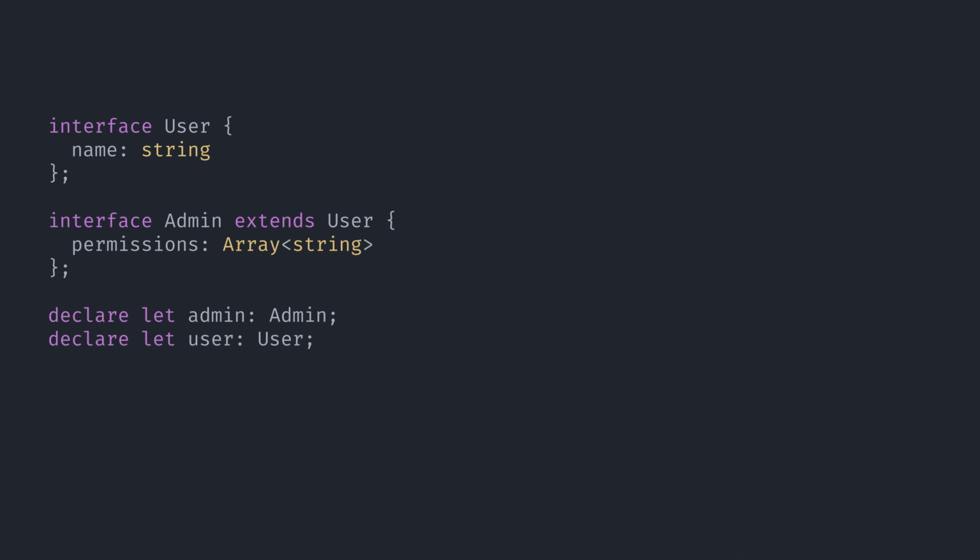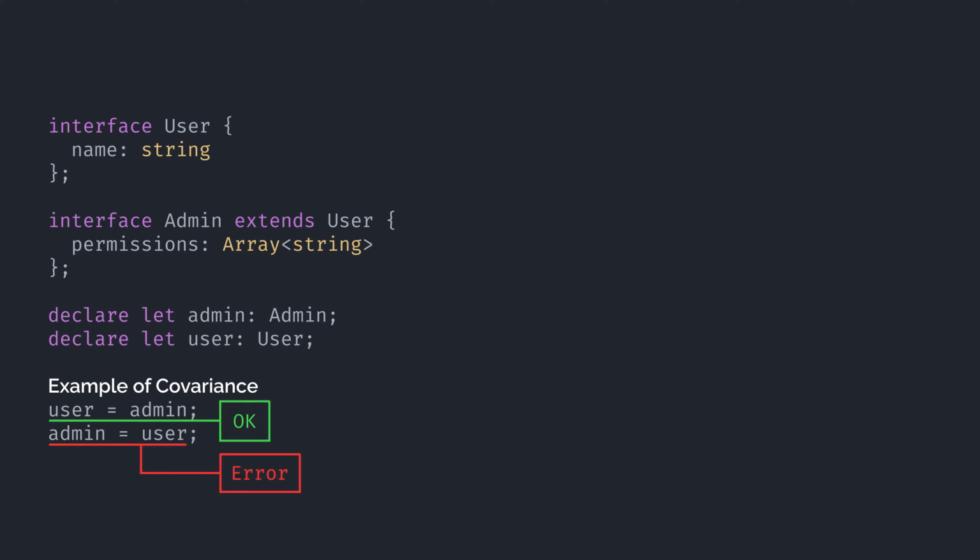For example, take a look at this code. We're declaring an interface called user that has a name and an interface called admin that extends the user interface and adds an array of permissions. Then we declare two variables. One is an admin and the other is a user. From that code, I will give you examples of covariance and contravariance. As I've said, when you're able to assign a specific type to a broader one, that is covariance. An easy example would be assigning admin to user. An admin is more specific than a user, so assigning admin to a variable that was expecting a user is an example of covariance.